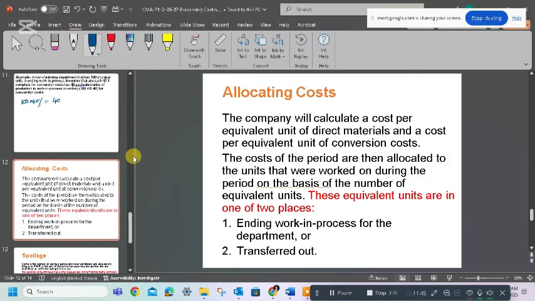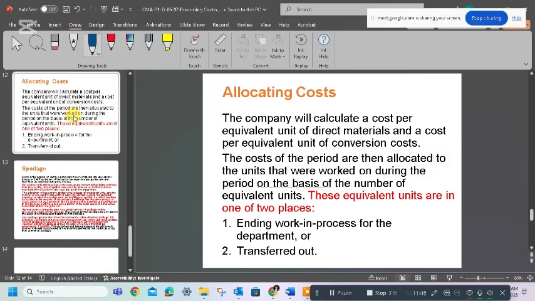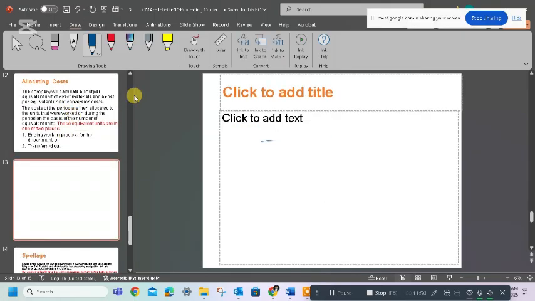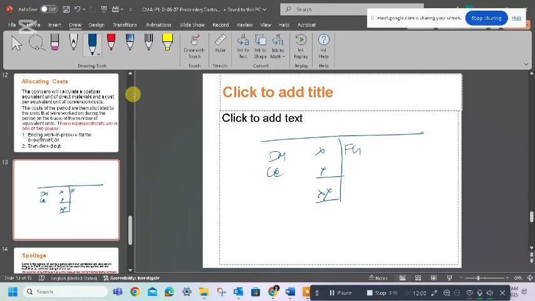So what is this allocating cost? Allocating cost means on this side you have all the costs like direct material and conversion cost, and on the other side you are going to have finished goods, work in progress, and losses. So this cost has to be allocated among these three. That calculation we may not study, right? So that is what they are talking about here.